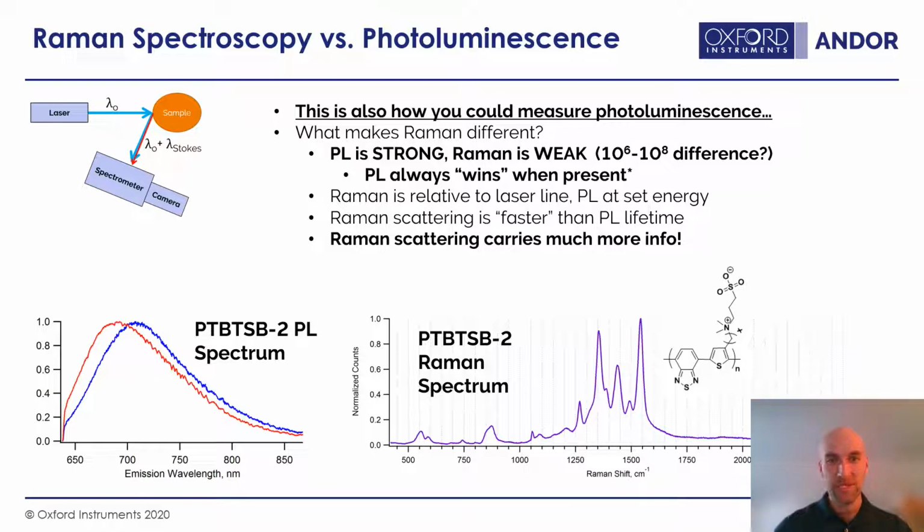Raman scattering is faster than photoluminescence. We'll say what that means. And Raman scattering carries, in my opinion, and perhaps subjectively, much more information. To give you an example of what I mean here, here's a complicated molecule, PTB-TSB2, and here is its structure over here. It's a monomer, and these are measurements of the polymer.